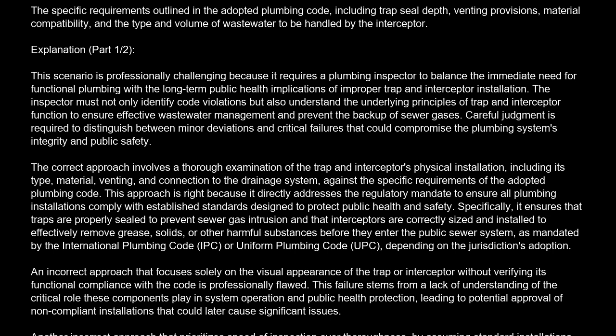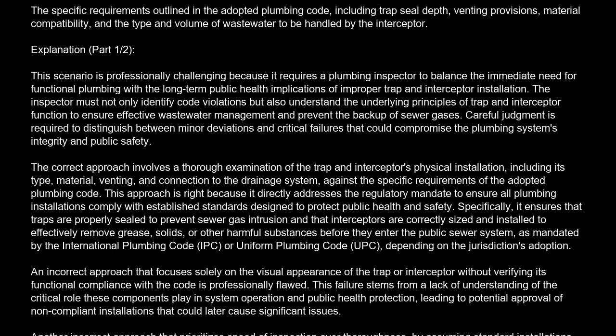Explanation. This scenario is professionally challenging because it requires a plumbing inspector to balance the immediate need for functional plumbing with the long-term public health implications of improper trap and interceptor installation. The inspector must not only identify code violations, but also understand the underlying principles of trap and interceptor function to ensure effective wastewater management and prevent the backup of sewer gases.